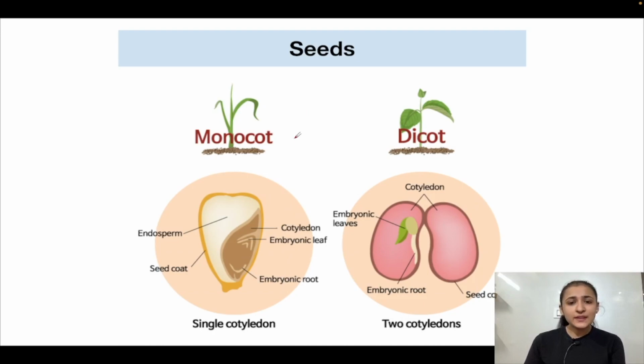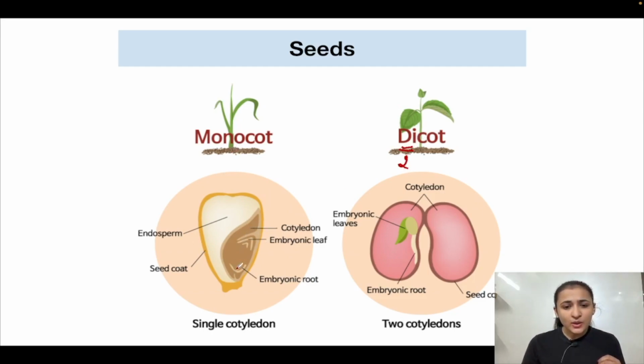Seeds can be seen in both monocots and dicots, because angiosperms or flowering plants can be divided into monocots and dicots. In monocots, a single cotyledon is present in the seed, and in dicots, two cotyledons are present, because the names only suggest it: mono means one. So monocots have seeds that comprise a single cotyledon, and dicots have seeds that comprise two cotyledons, because di means two.